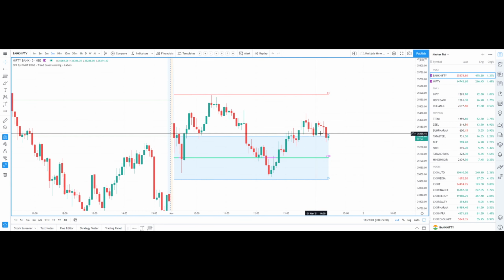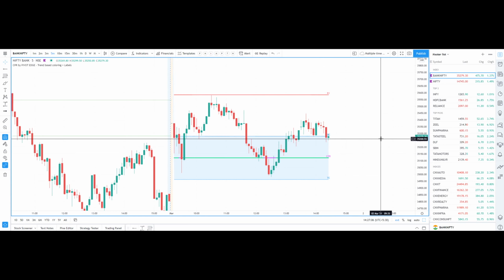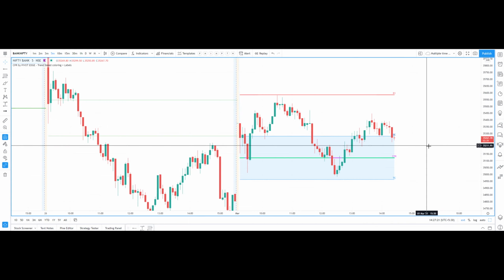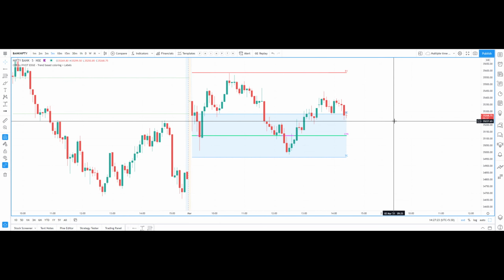Okay, now let us go through all the different indices and also a few stocks, and let us see how this indicator has worked and how the price has respected it. Okay, first let us start with Bank Nifty.